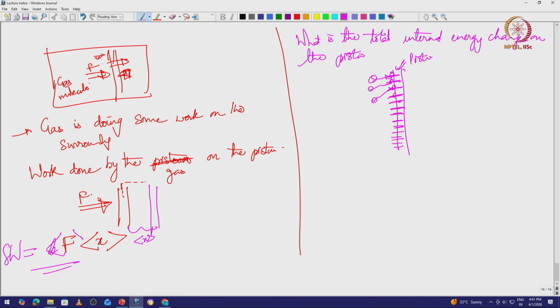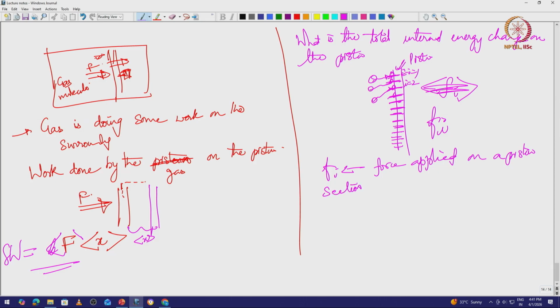Different gas molecules are applying different forces at a given instant on different regions of the piston, so this is i equal to 1, this is i equal to 2. Fi is the force applied on a piston molecule, or a piston molecular section, let us say, at a certain instant. Like that, this is 1, 2, 3, I have I such sections, I molecules.